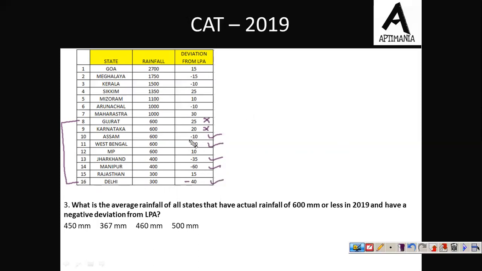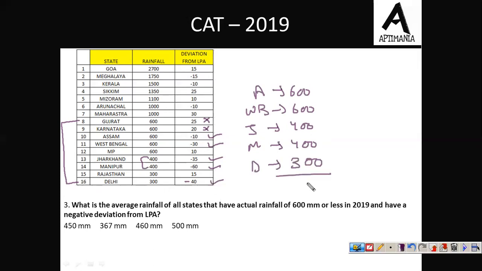Now, calculating the average of these states, the value for Assam is 600. That for West Bengal is also 600. For Jharkhand and Manipur, it is 400 each. And Delhi is also with negative LPA, fine. So for Delhi, the value is 300. So in total, we have 2300 mm of rainfall. And for finding the average, we need to divide it by 5. So this will give us 460. Correct answer is option 3, 460 mm.